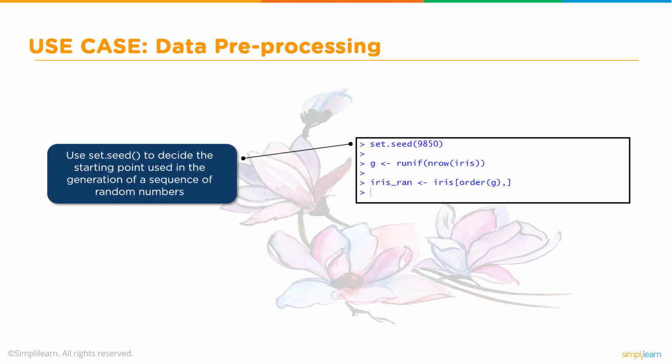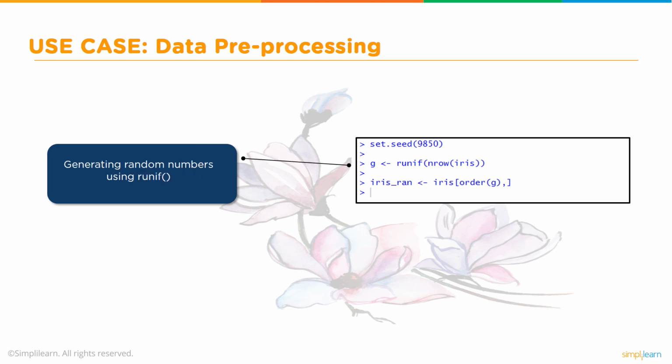And so we're going to go ahead and use set.seed to decide the starting point used in the generation of a sequence of random numbers. Remember, we set the seed so that if we ever want to reproduce what we're doing, it will reproduce the same thing each time because it's using the same randomizer seed. And then we're going to generate random numbers using runif. And the question is, why do we want to create random numbers here? It's kind of an unusual thing to do for nrow of iris.